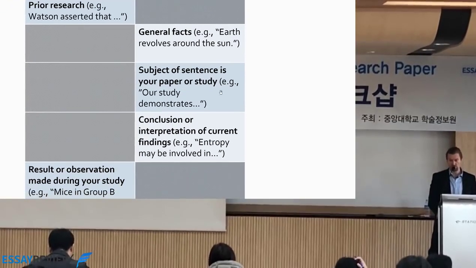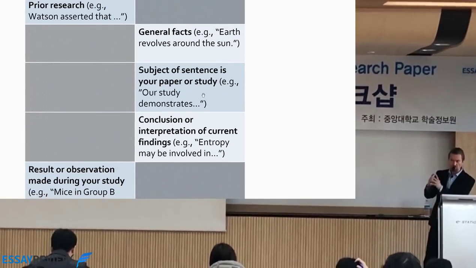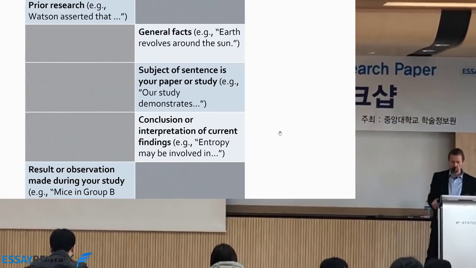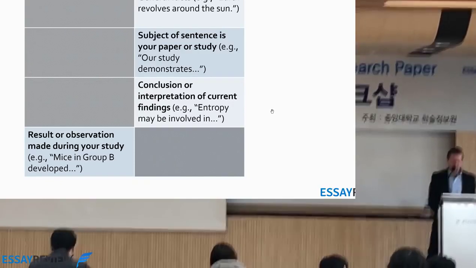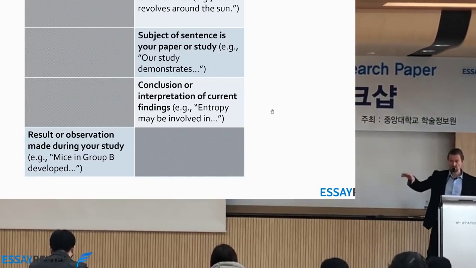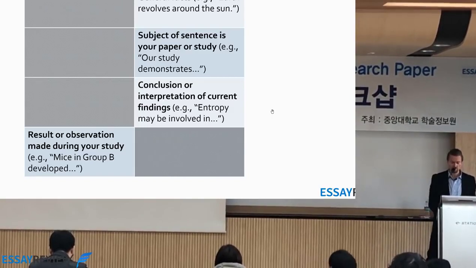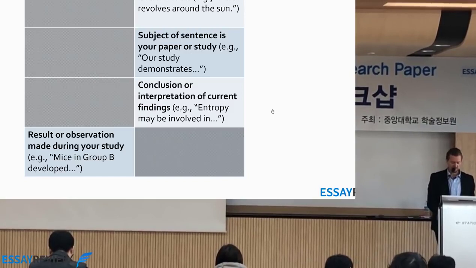"Our study demonstrates." When you're talking about your study, how it fits in with the science, you don't use past. So you don't say, "Our study has demonstrated that grass is green." "Our study demonstrates that grass is green." "The results showed," you can use results as a past tense. Conclusion or interpretation of current findings: "Entropy may be involved."